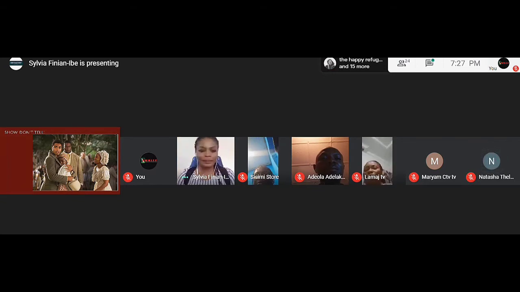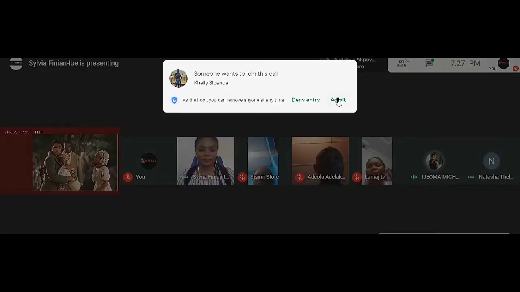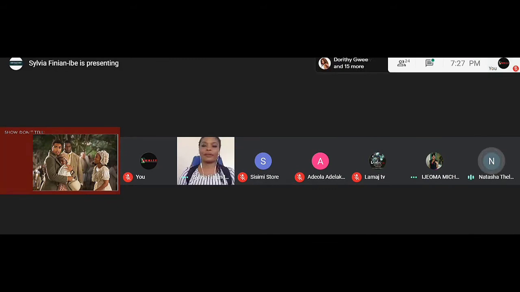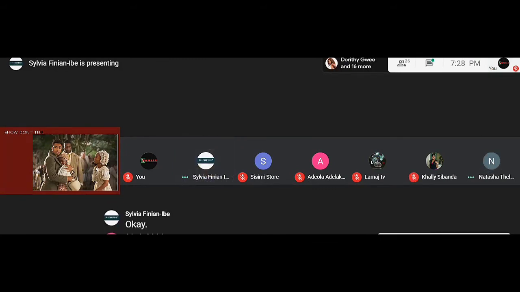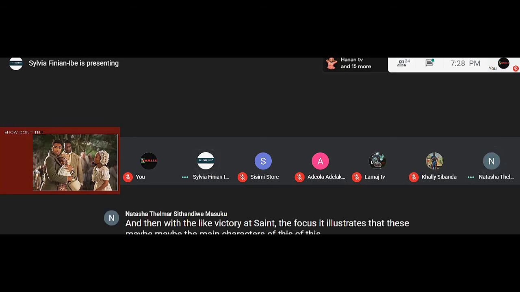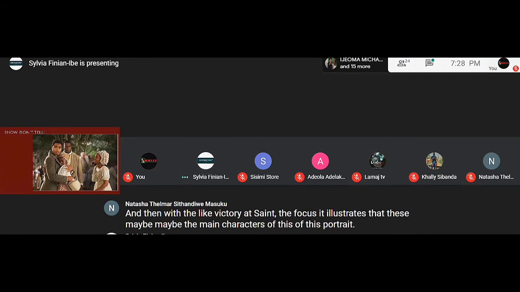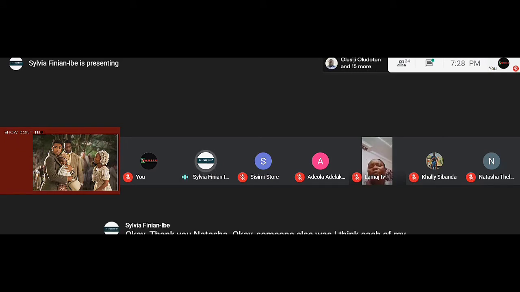Go ahead, Natasha. Through the costume, I see the historic type of costume. It's not postmodern, it's historic. And like Victory said, the focus illustrates that these may be the main characters of this portrait. Thank you, Natasha. Someone else. I think Ijoma, you also hit your microphone at the same time. Anyone? Just one more person and then we'll move on.